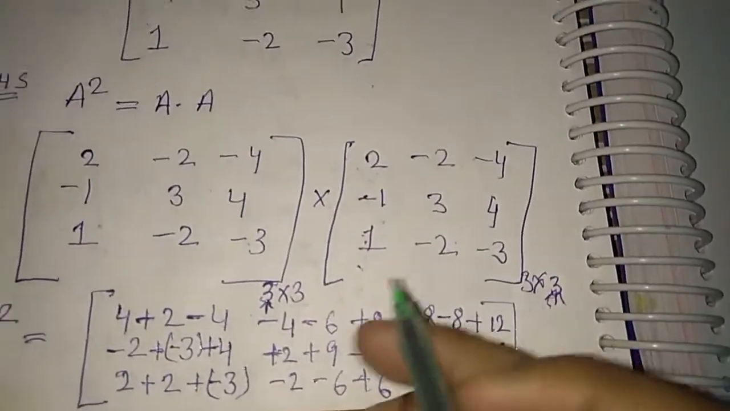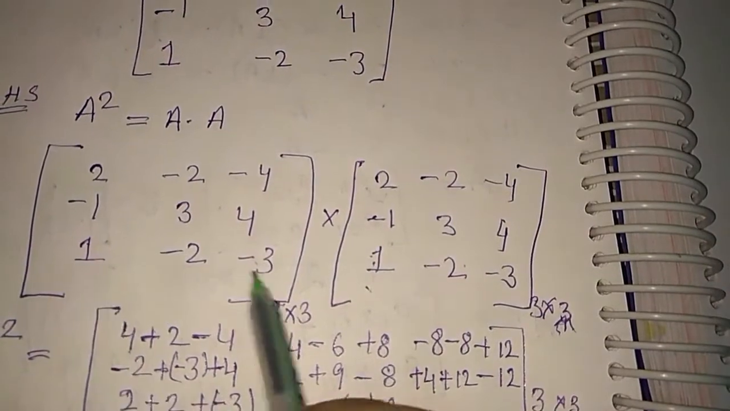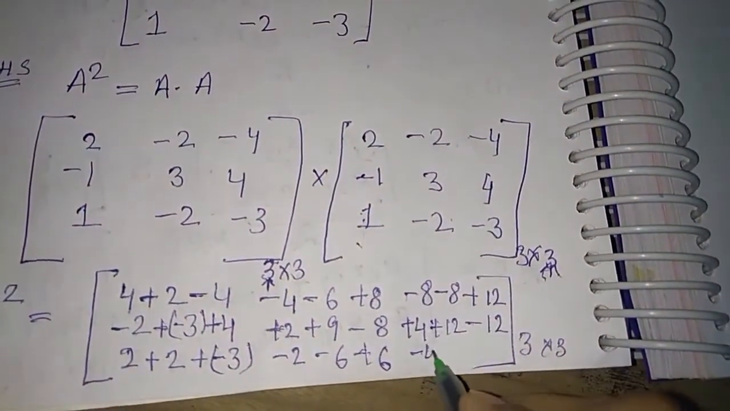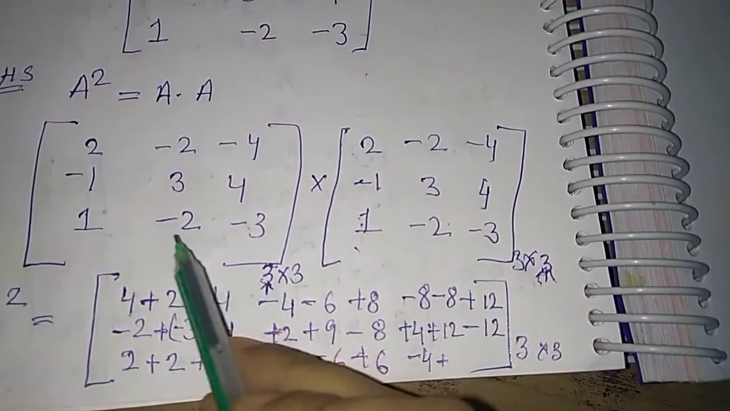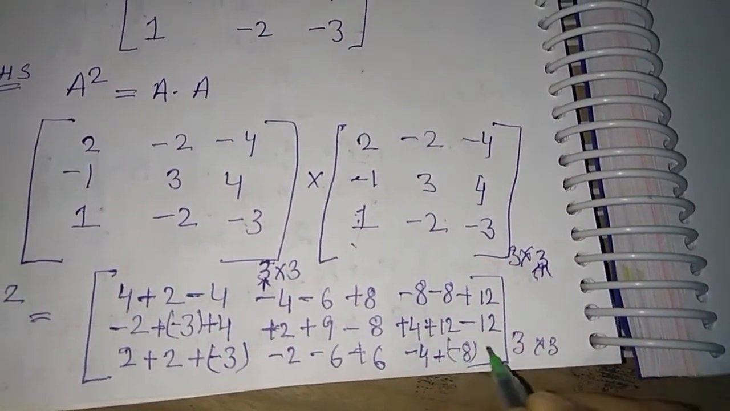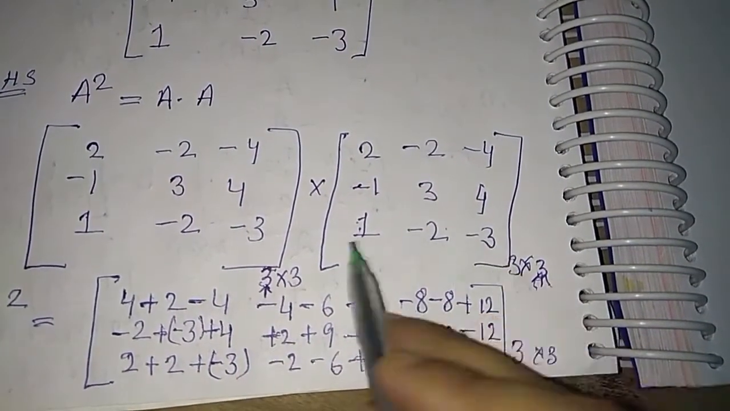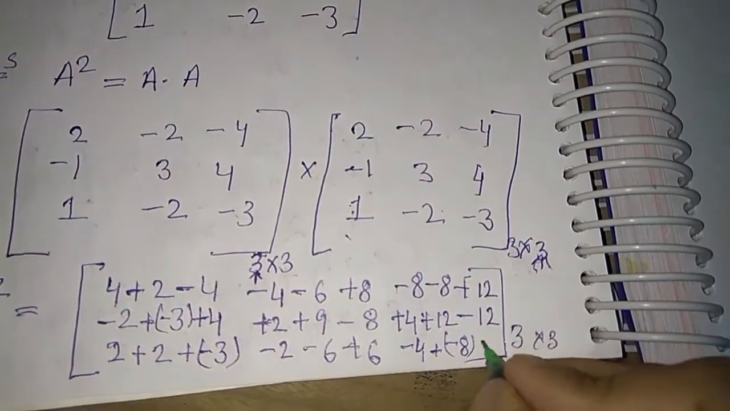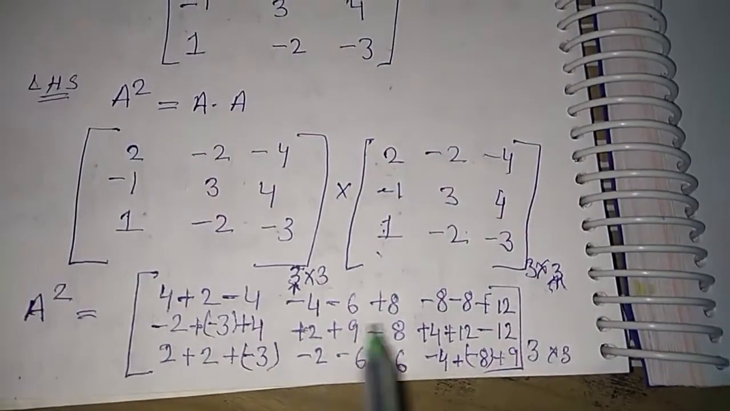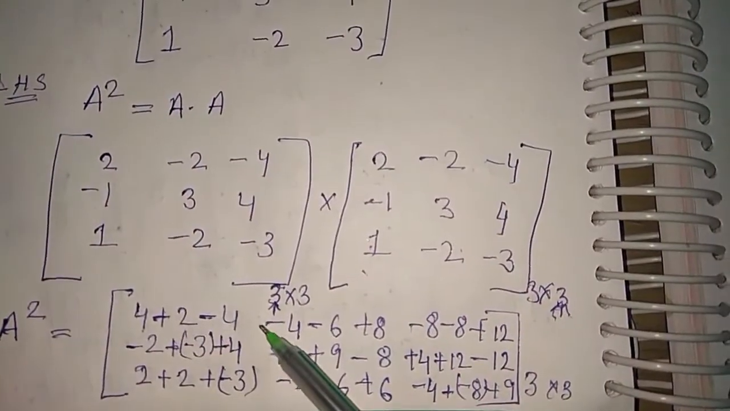For the next element we will go with the same row and third column. So 1 into minus 4 will give minus 4, plus minus 2 into 4 will give minus 8, and minus 3 into minus 3 will give plus 9. Okay, let's compute this result. We have first 4 minus 4, 0, plus 2, so 2. So we'll write here as 2.